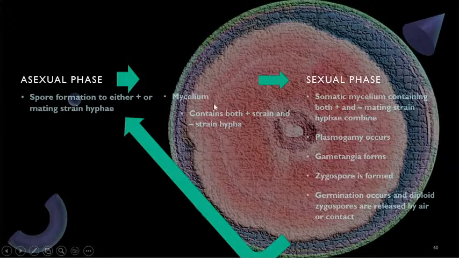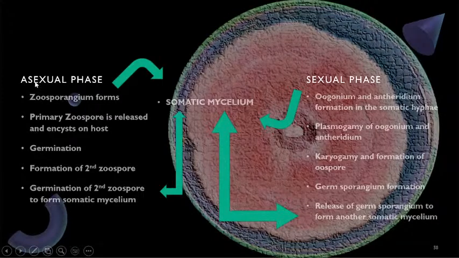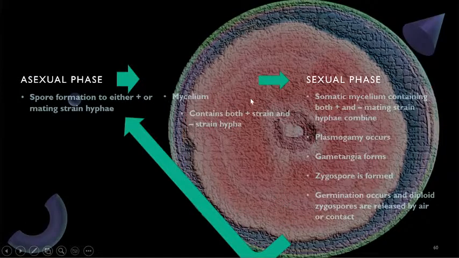That's the reason why I always start these discussions. It's going to be confusing for you guys if you don't start with the sexual life cycle, with the asexual rather. All right, so see the difference? The asexual life cycle basically starts with the formation of mycelium. But for zygomycetes, the asexual life cycle must contain both positive and negative strains. If this asexual life cycle forms mycelium, that's fine.